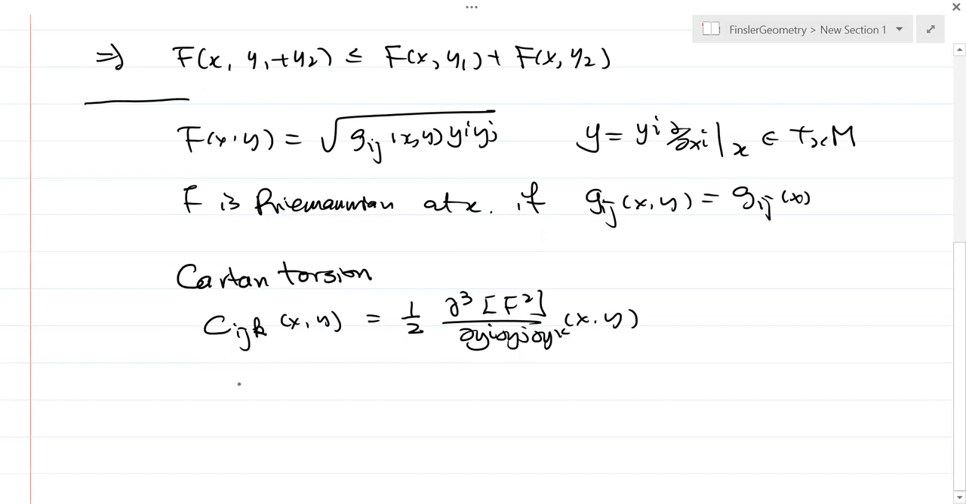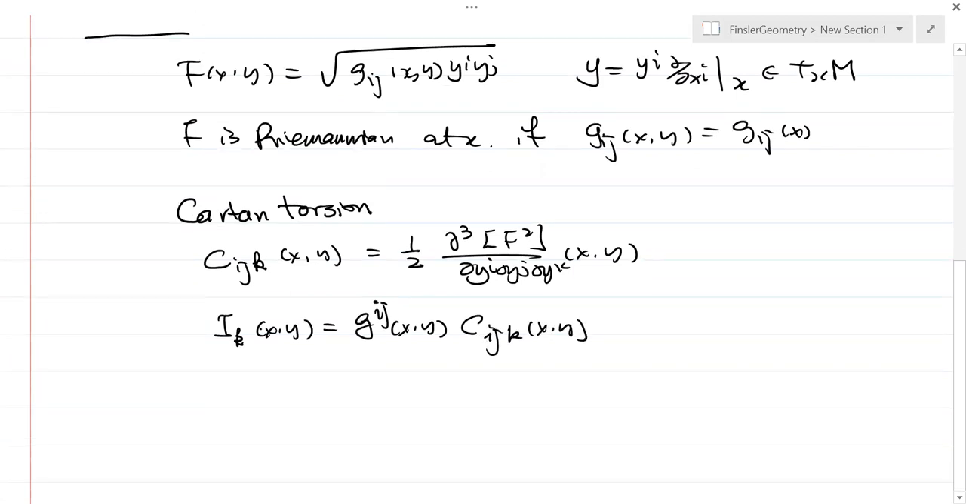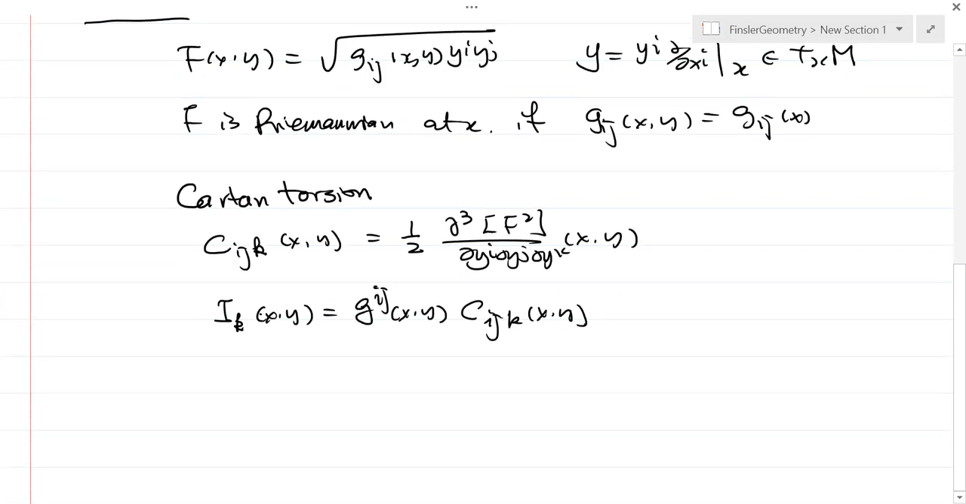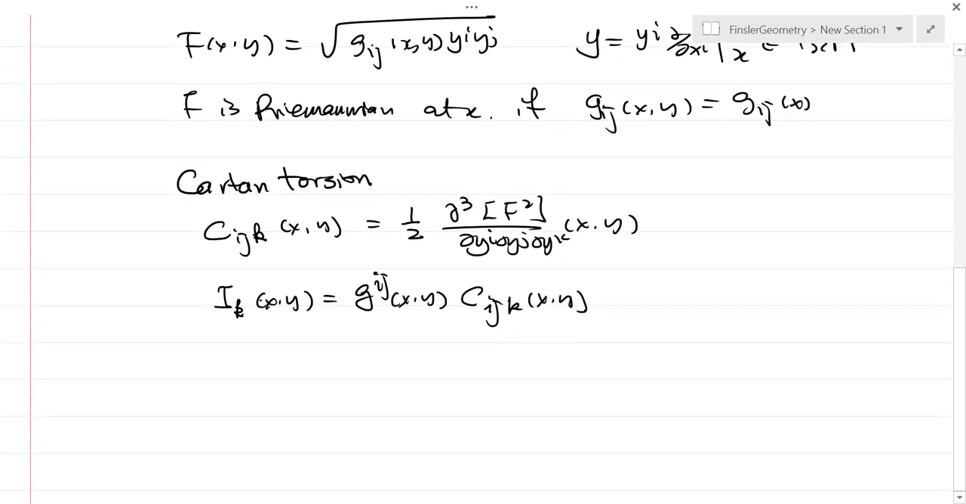And you can also consider the average. The average can be defined in this form, g^{ij} C_ijk. This is called the mean Cartan torsion. And there is an important theorem which says that this mean Cartan torsion is zero if and only if F is Riemannian at the point x. I'm not going to talk about that theorem. It's not easy to show.